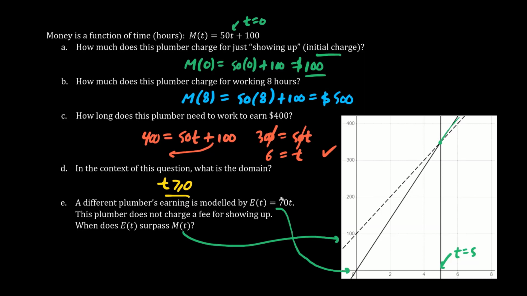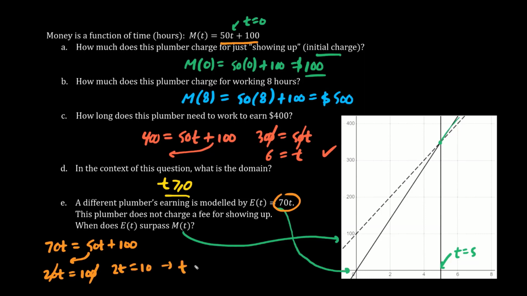To do this question without a calculator, we set this y value, 70t, equal to the other y value, which is 50t plus 100. We subtract 50t from both sides. 70 minus 50 is 20. 20t equals 100. We divide by 10. So we have 2t equals 10. Thus, t equals 5 is a critical point. And at this point, the new plumber begins to make more money.